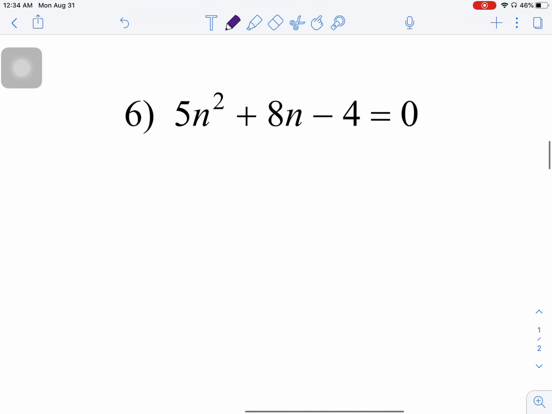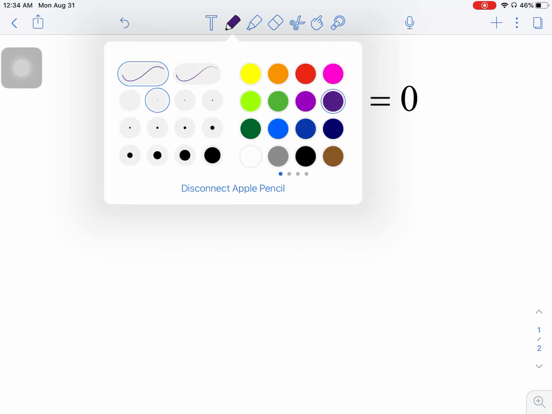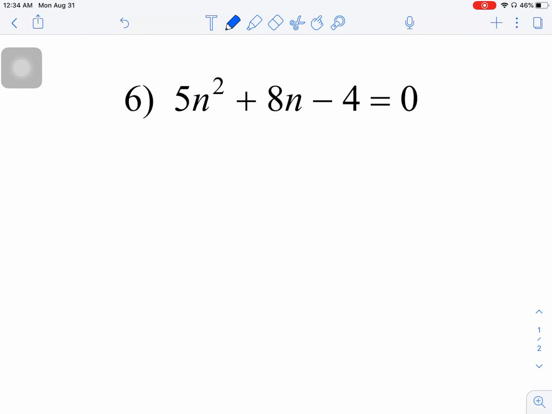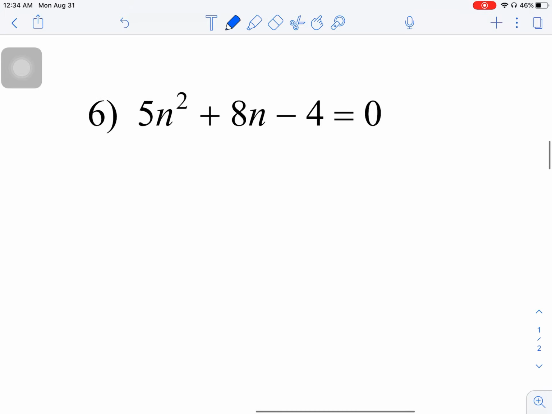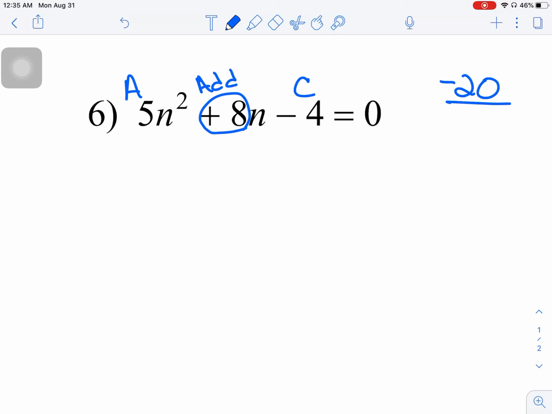All right, example number 6. For this example, I'll go ahead and use the AC method to remind you what that is and how it looks. So we've got A, we've got C. Looking for two numbers that multiply to negative 20 and add up to positive 8. So if I take 10 times negative 2, that will multiply correctly and add correctly.